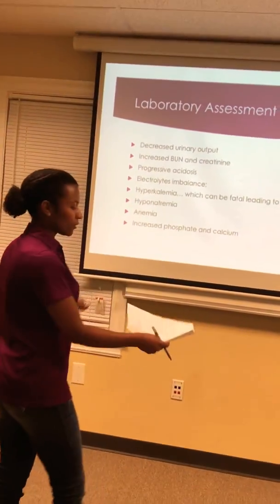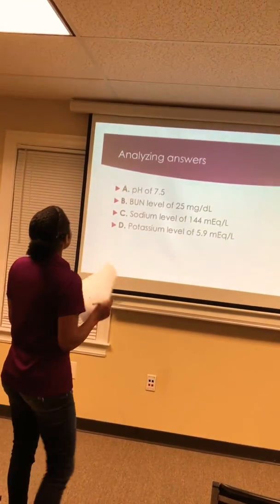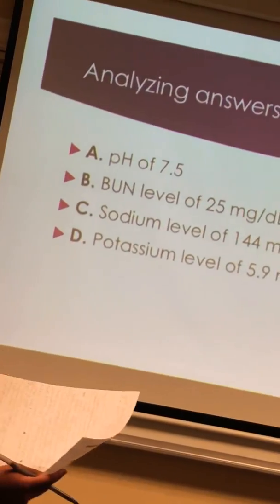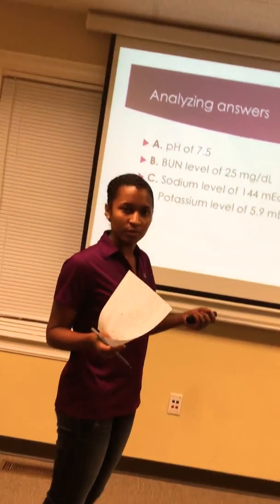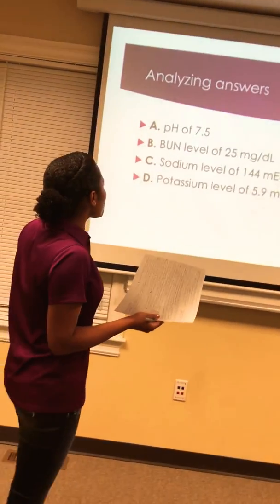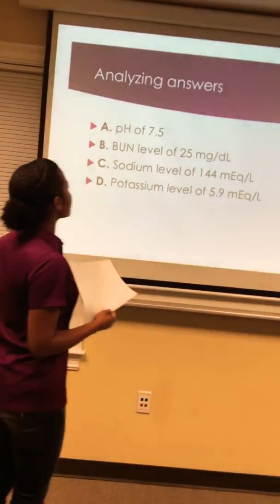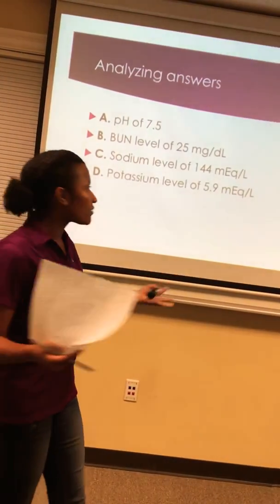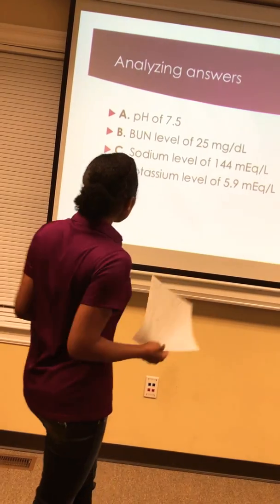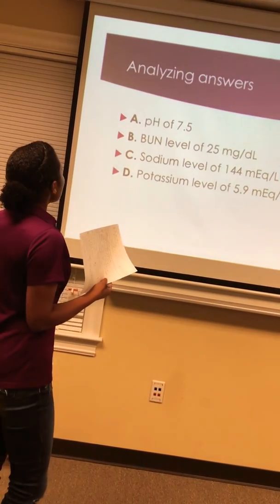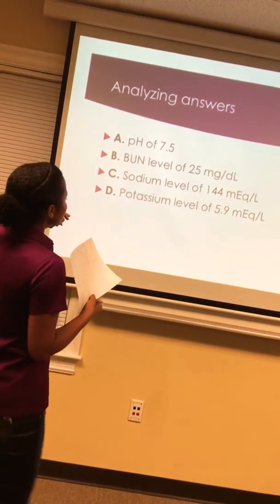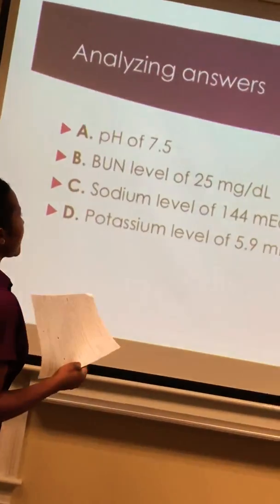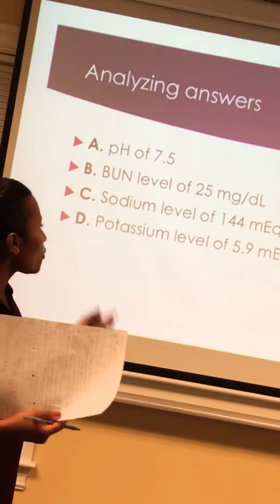I guess we can now look at the answers. Now the answers are A, a pH of 7.5, all right? Now, is this a normal range? It's a little elevated, because the pH level of blood is 7.3 to 7.4, right? Now, are we concerned about that? Not too much, right?